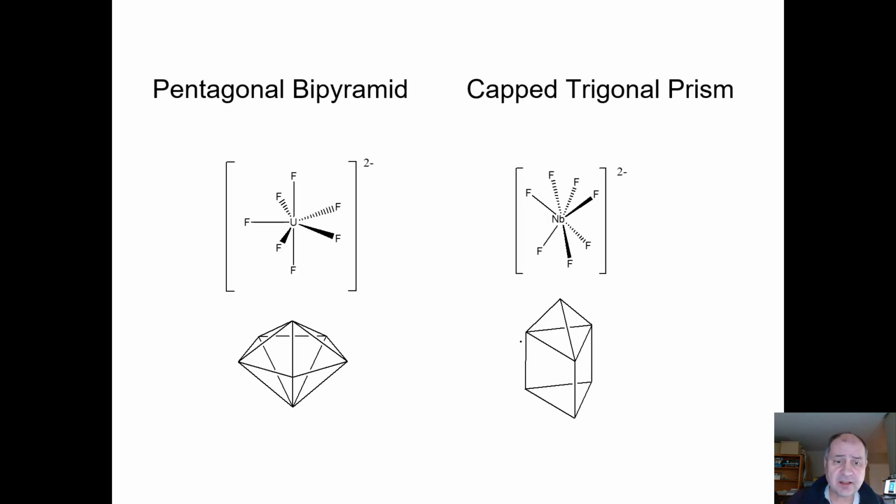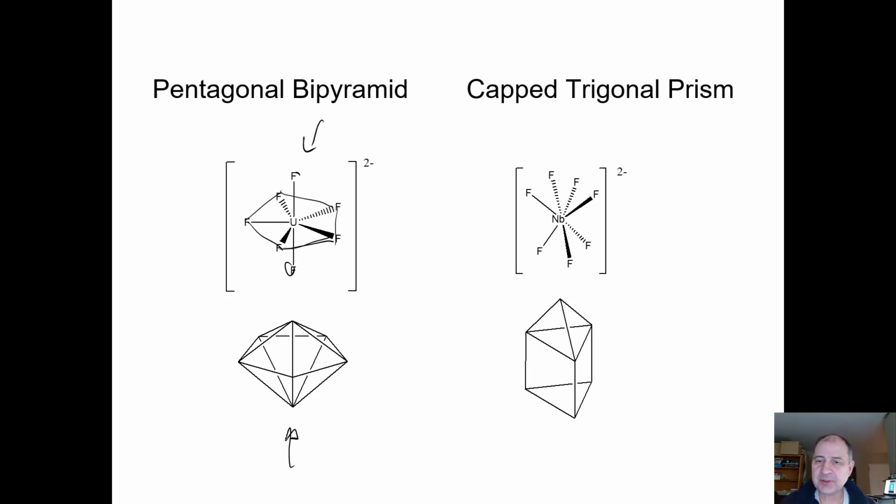The easiest one here, actual example, UF7. It's hard to draw as a Lewis structure and make it 3-dimensional, but you can kind of see. Here's your pentagon in the middle, and then you cap it on the bottom and the top, and you get this, which kind of looks like a diamond here. So it's a pentagonal bipyramid.